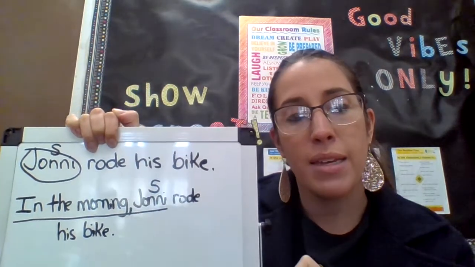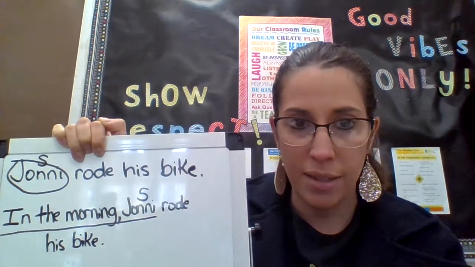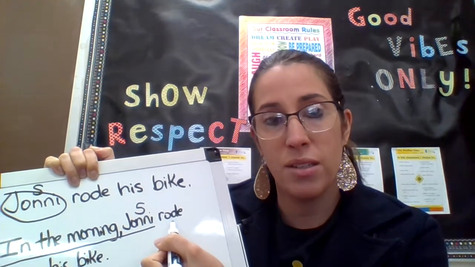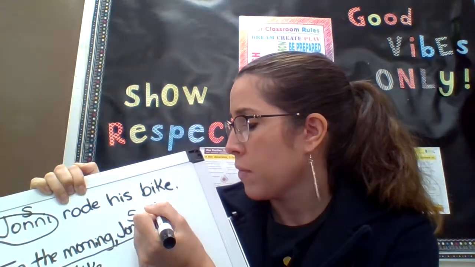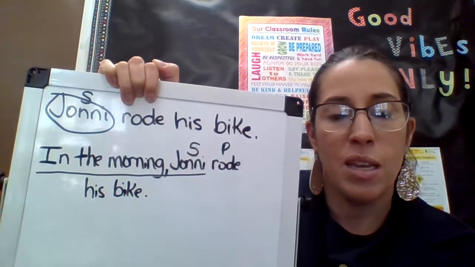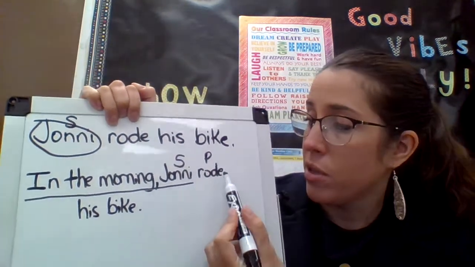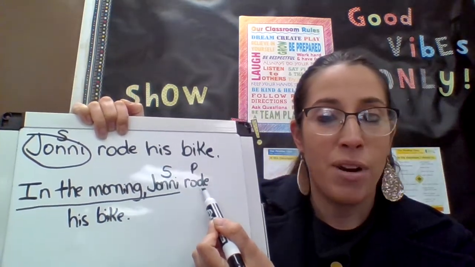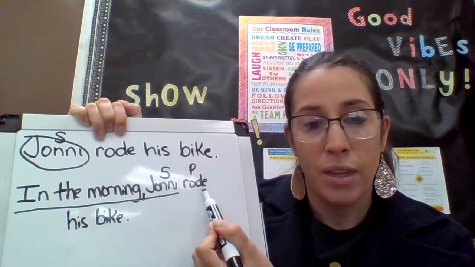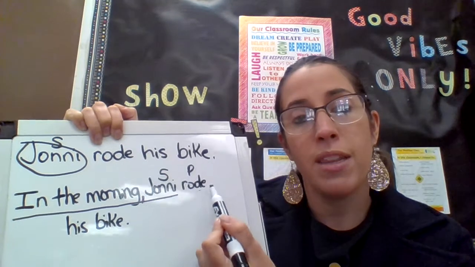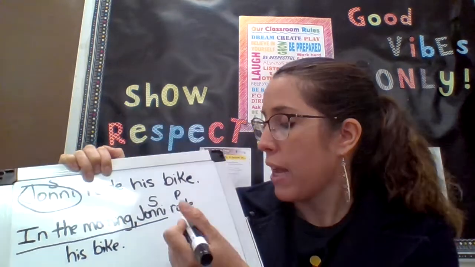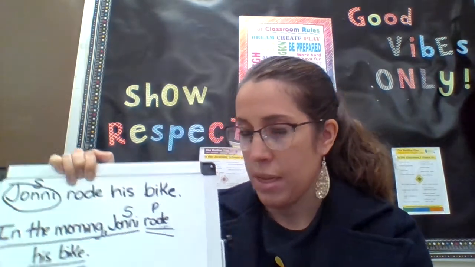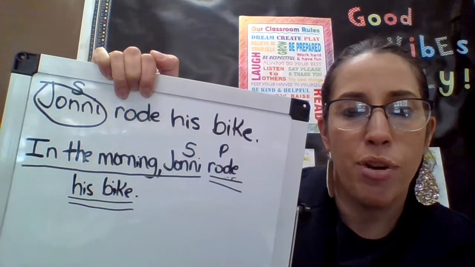Now we've also talked about a simple predicate and a complete predicate this semester. The simple predicate is the main action word of the sentence, so what the subject is doing. That would be rode, because in the morning, Johnny did what? She rode. Oh, I guess it's a boy, so he rode. So rode is our predicate, our verb, our simple predicate. Our complete predicate would be the simple predicate and all the words after. So I'm going to underline it twice. And that is our complete predicate.